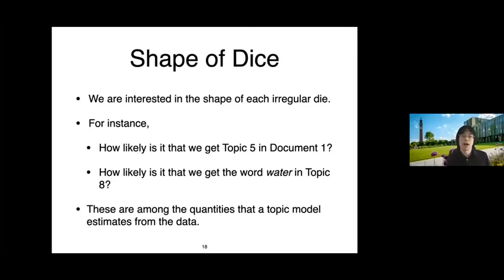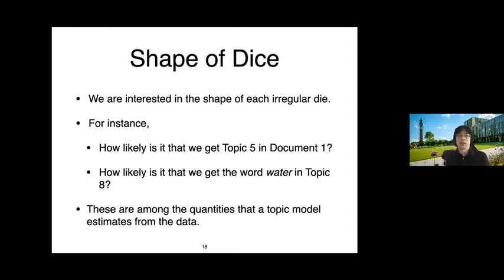We can also ask how likely is it that we get the word water in topic 8? And is topic 8 relevant to water in any way, or is it not? These are among the quantities that the topic model estimates from the data. And when we combine this kind of information with the metadata of the corpus, we can do something interesting, as we will see later.